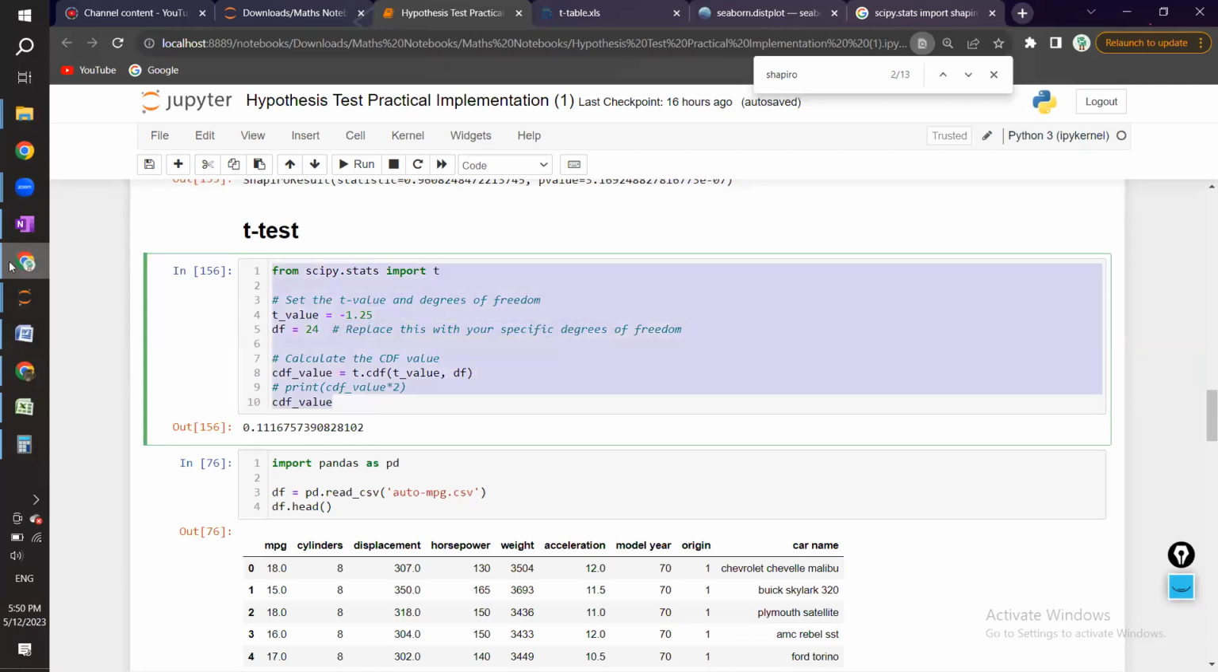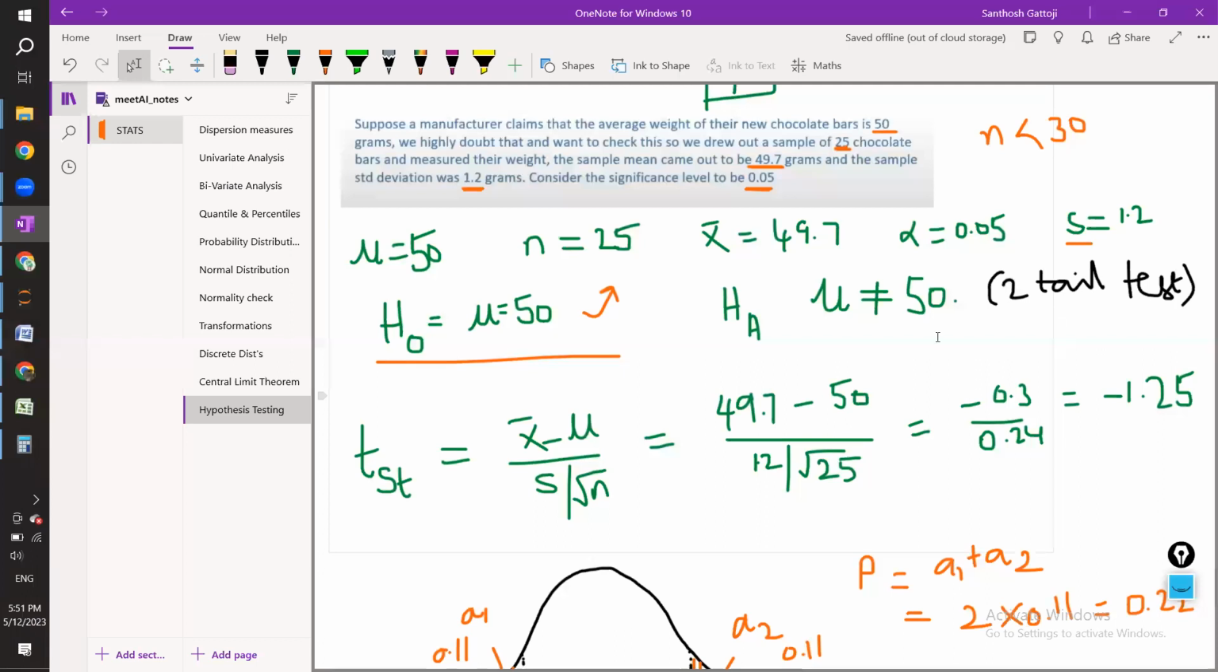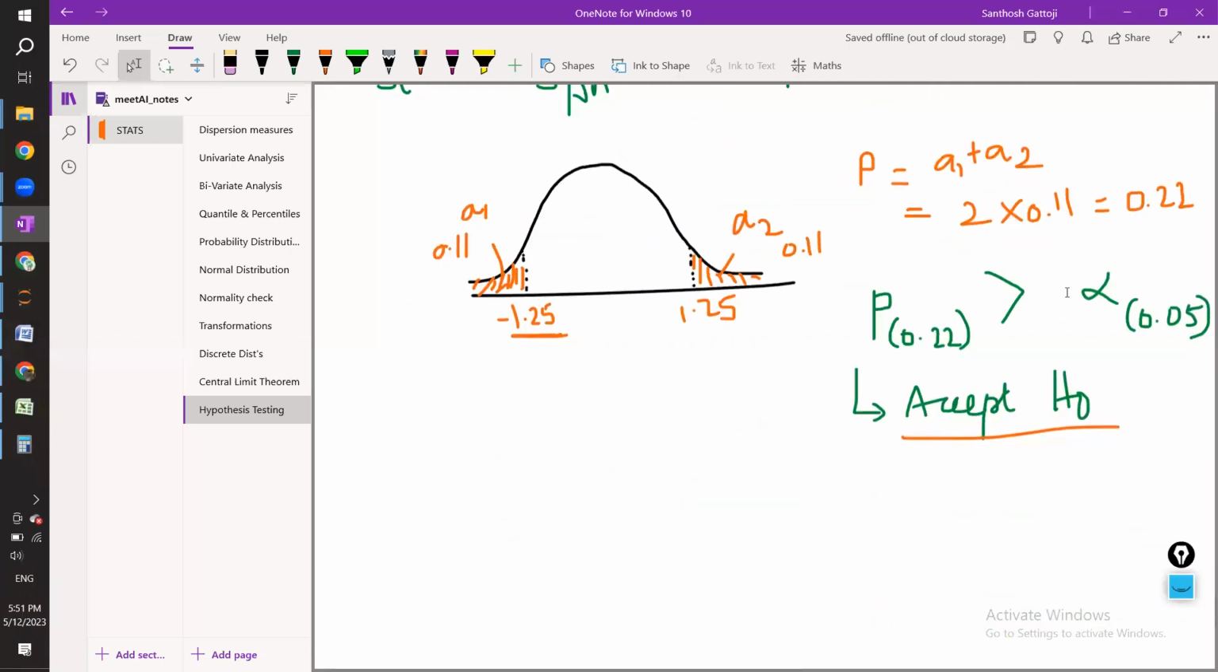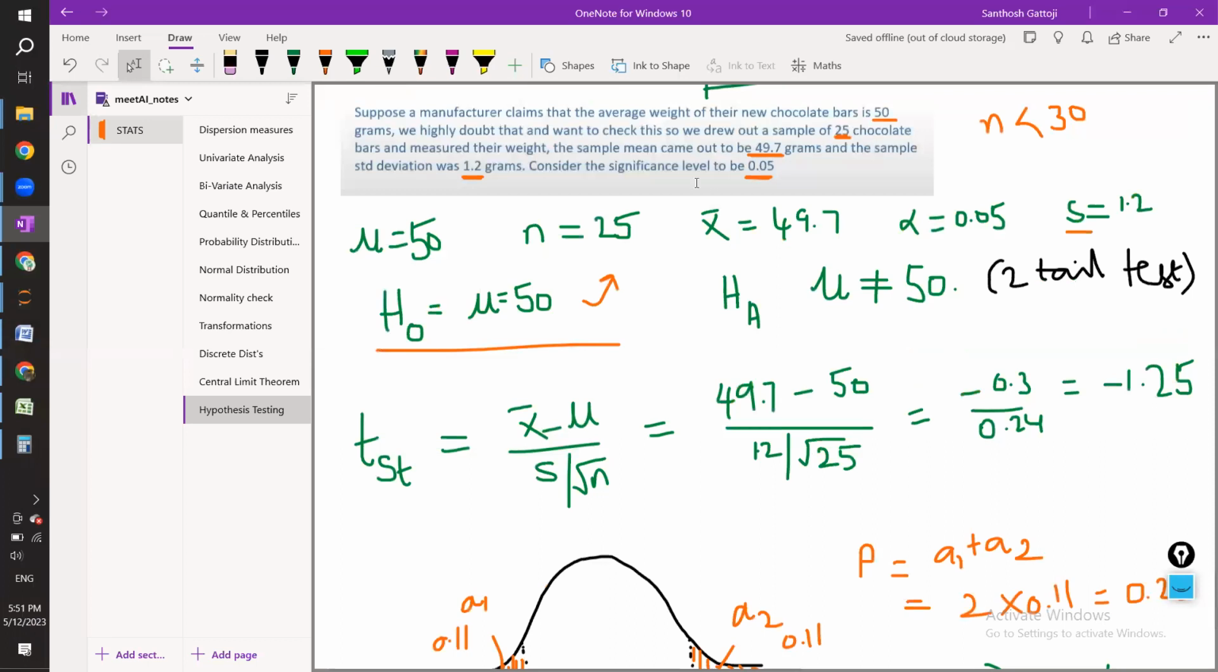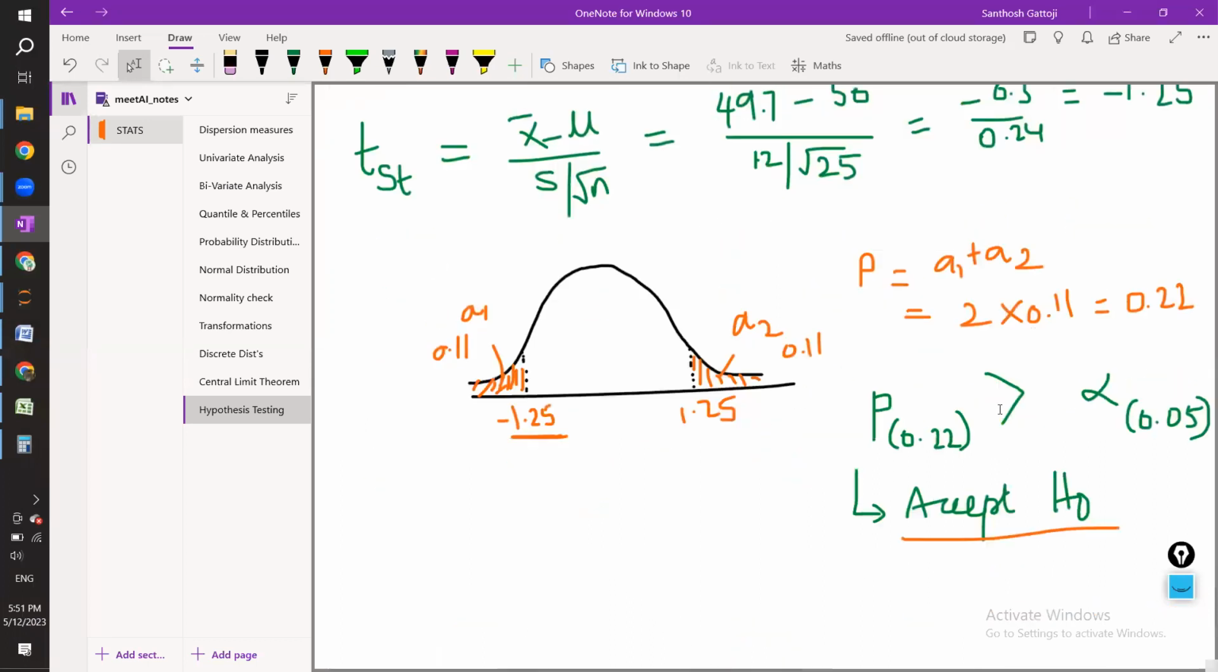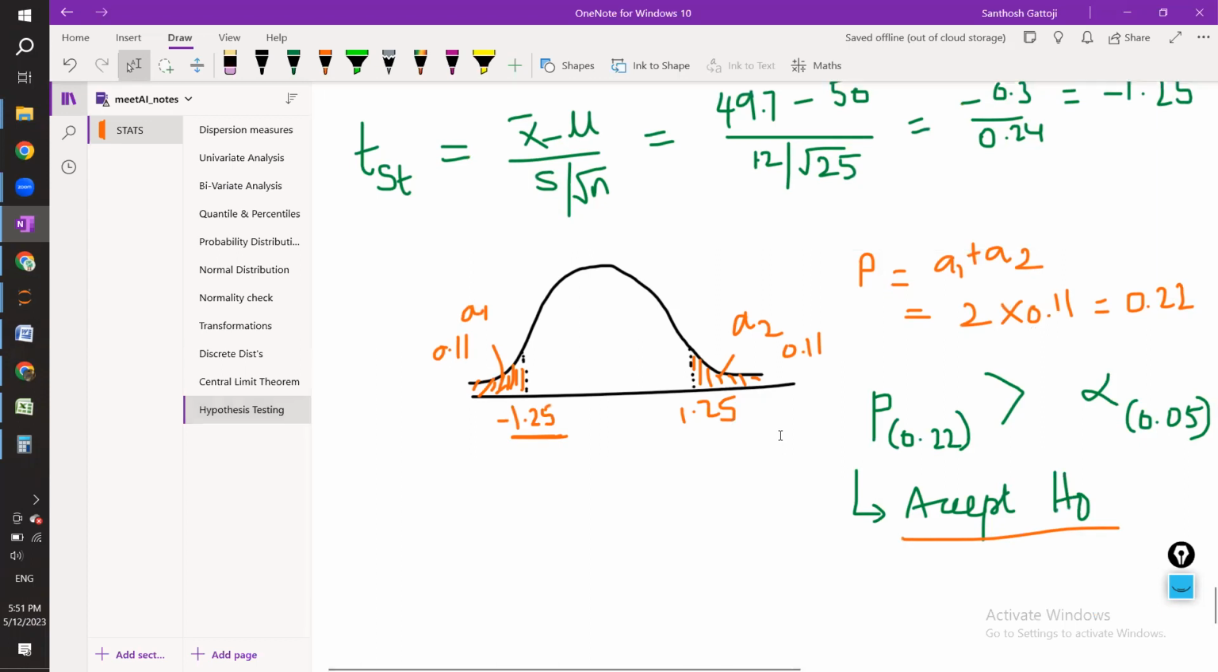If it is a one tail test, directly use this value. If it is a two tail test, you multiply by 2 so that you have the overall area. Then you just compare it with the alpha value, because he is only saying a significance level of 0.05. If it is greater than alpha, accept. If it is less than alpha, reject the null hypothesis. Simple. Is this clear, guys? Everybody? Any doubts? Anybody?